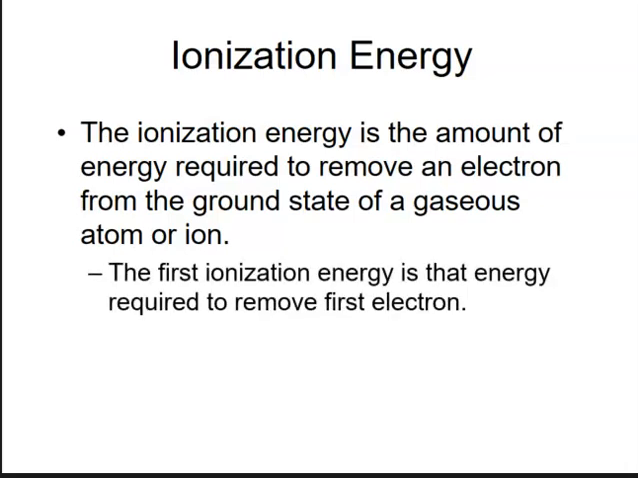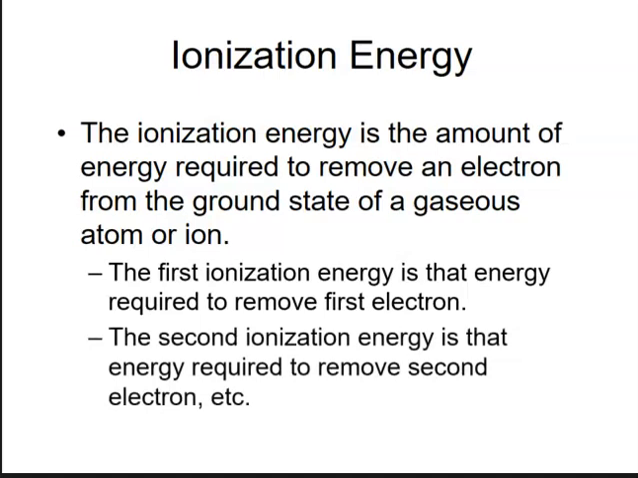Your first ionization energy is the energy that is required to remove the first electron. Second ionization energy is the energy required to remove the second electron. And third ionization energy is the energy needed to take out the third electron, and so on. So you can ionize something multiple times until you run out of electrons to pull off.